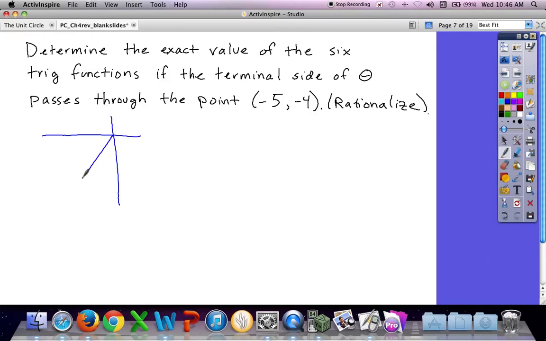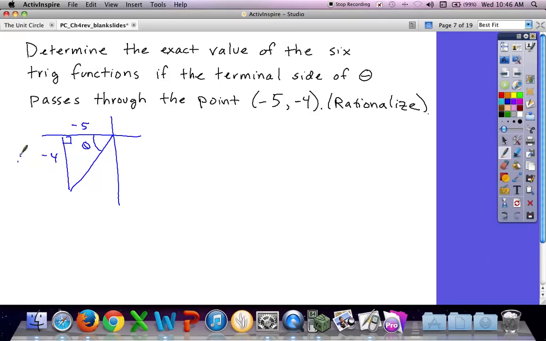So if I draw this, I know there's my terminal side. The angle is with the x-axis. Right triangle is there. And I've got to label the sides. Okay, so the x is -5. The y is -4. Right.